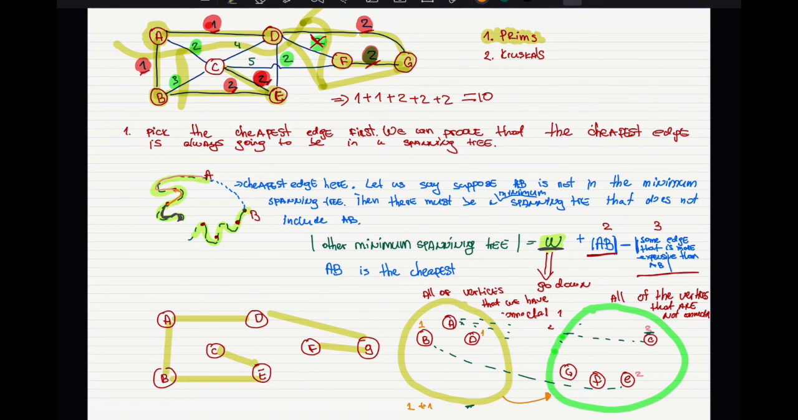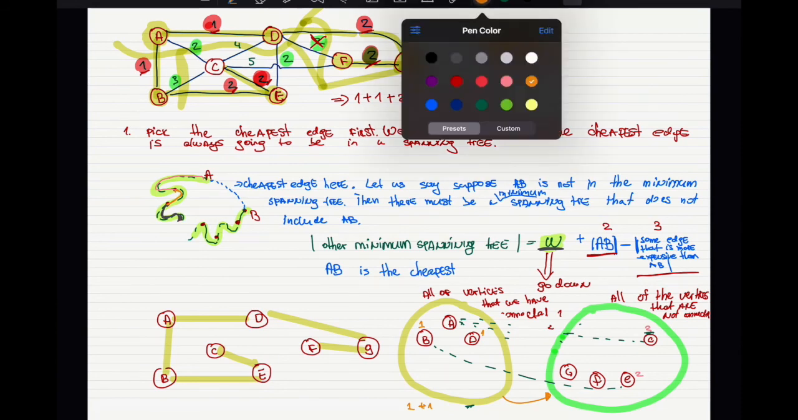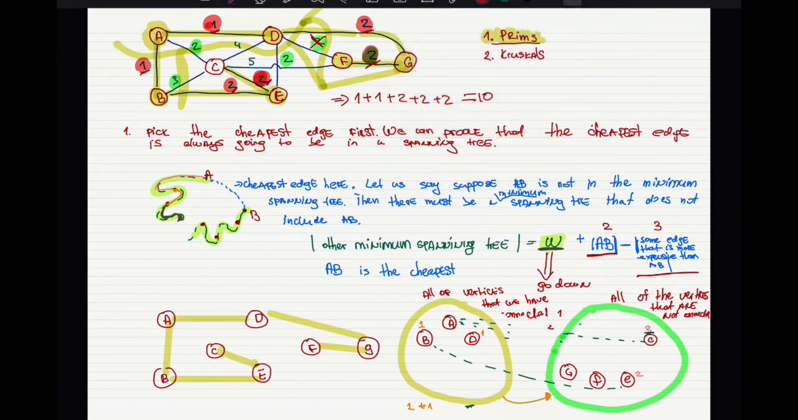Okay, so picking the cheapest edge in this approach and adding the cost until you have all nodes connected is Prim's algorithm. Okay, so that's Prim's algorithm. Okay, I hope this made sense.